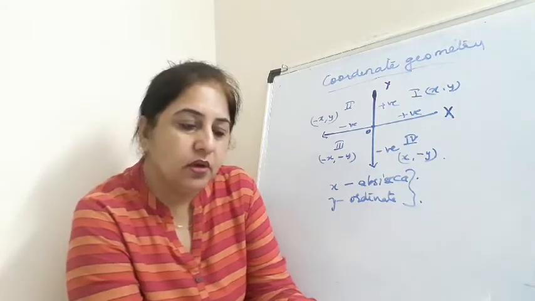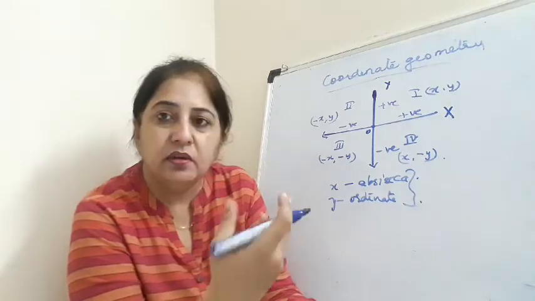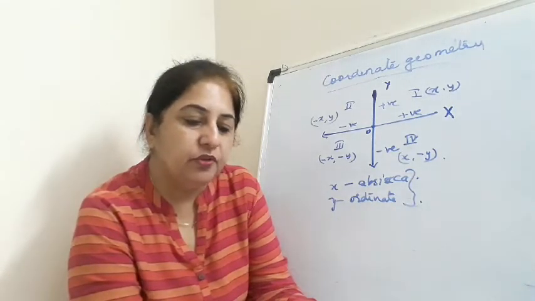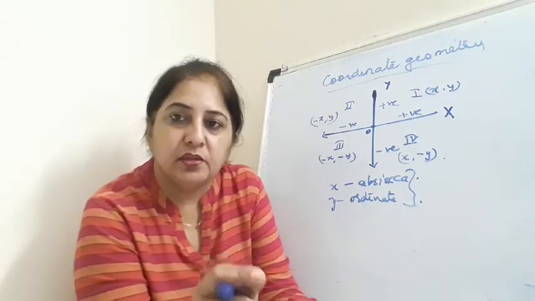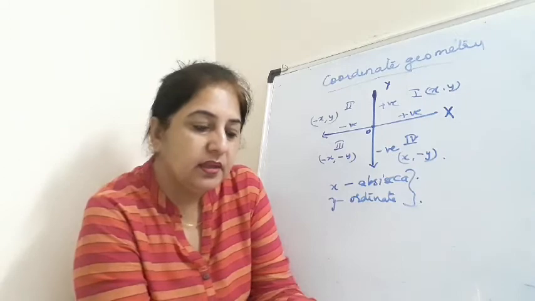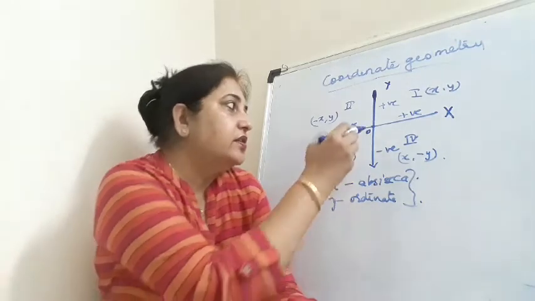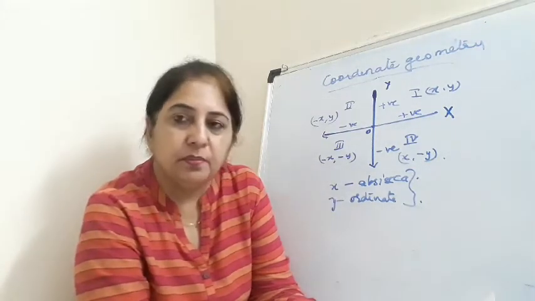So what is a horizontal line called? X-axis. What is a vertical line called? Y-axis. What is the name of each part of the plane formed by these two lines? Each part is called a quadrant. Then write the name of the point where the two lines intersect. This point is called the origin. So these are very simple questions.